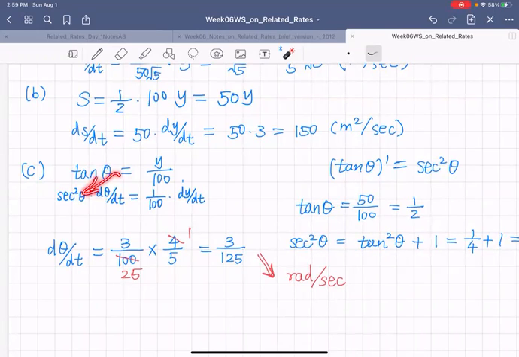Look for the trigonometry derivative. Okay? Go back to those old videos.